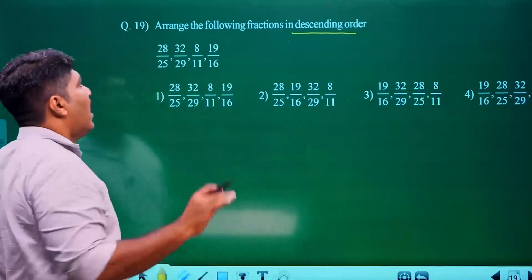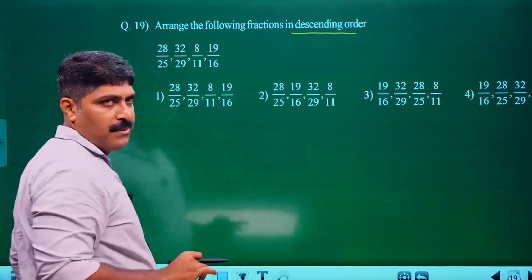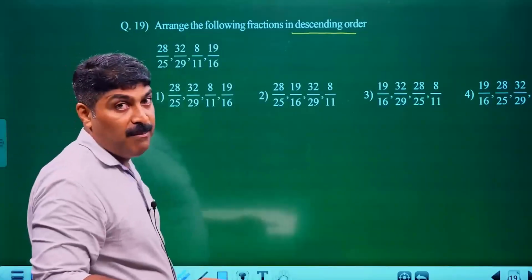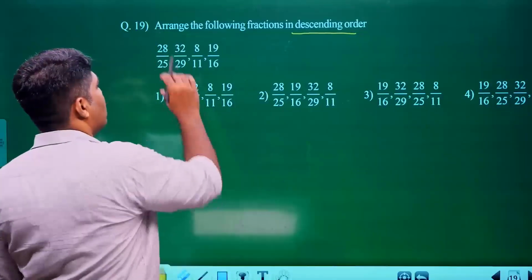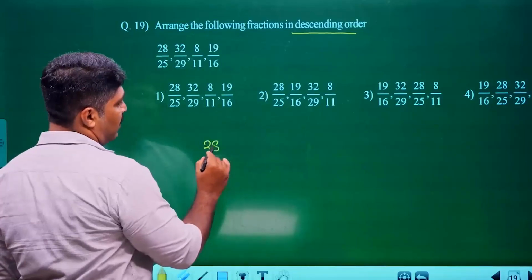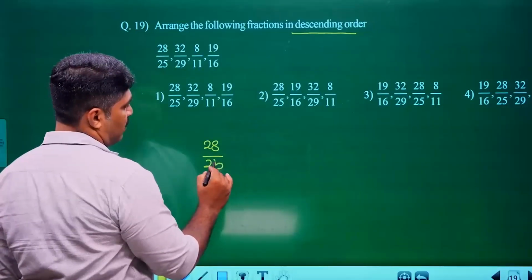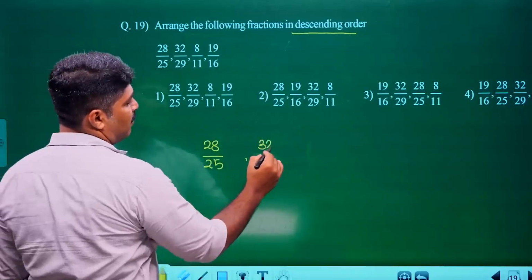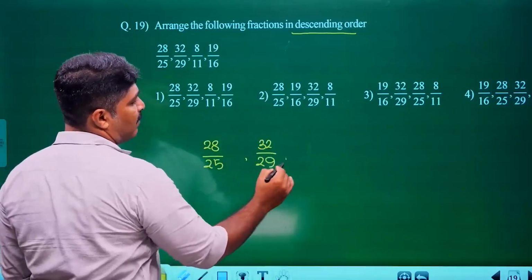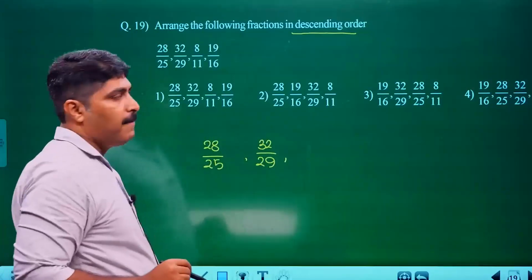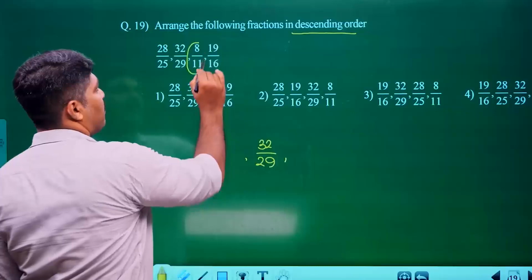No doubt, out of these three fractions, 28 by 25 is an improper fraction. 32 by 29 is also an improper fraction. But what about 8 by 11? That's a proper fraction.